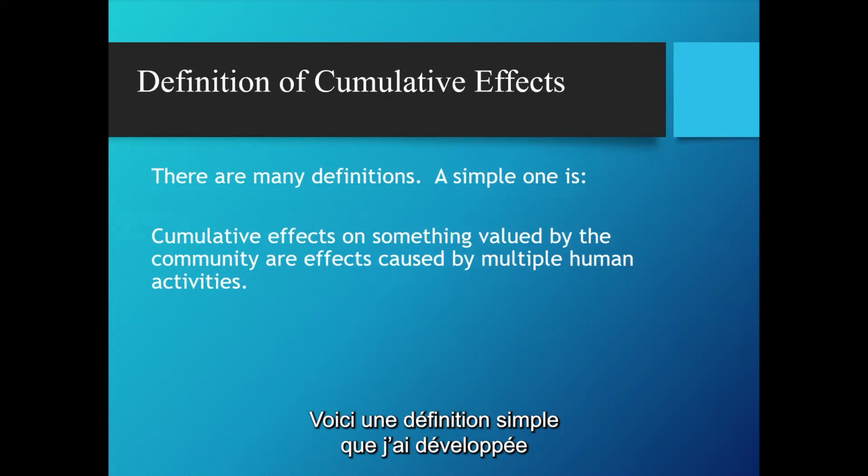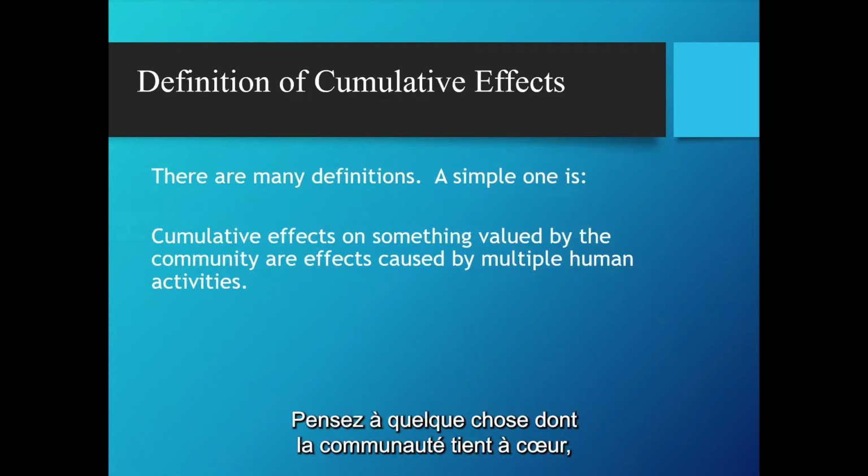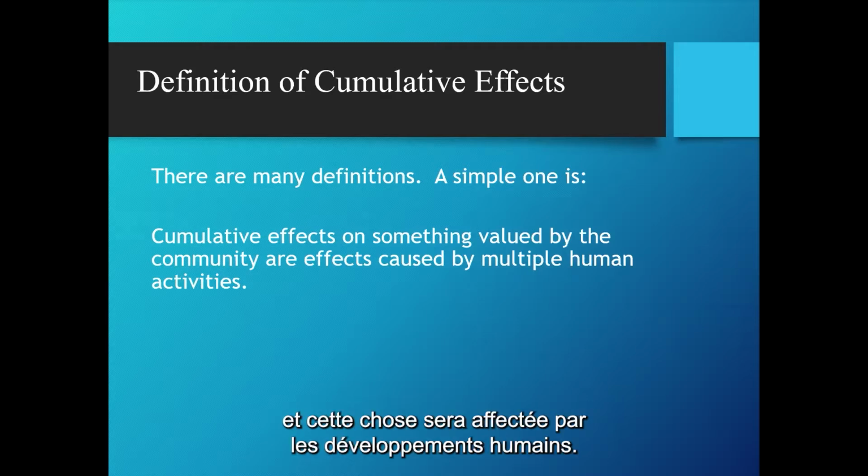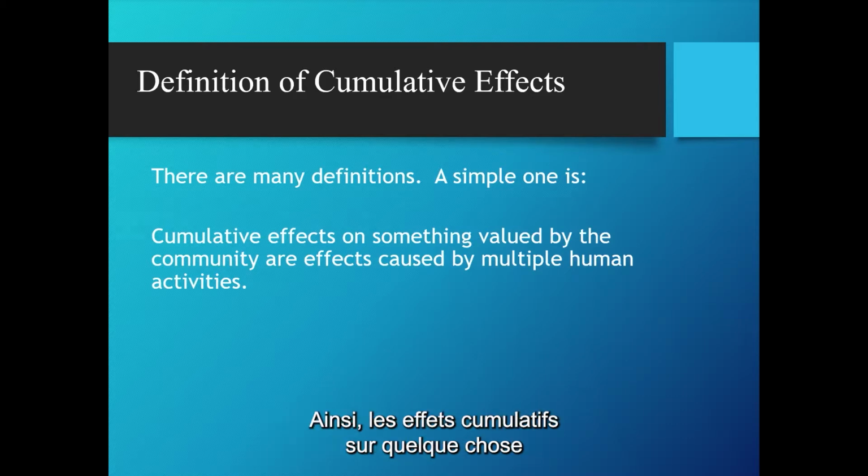This is a simple one that I developed for the Indigenous Center for Cumulative Effects. And it basically is the one you see on your screen. Think of something that the community values, and that thing will be affected by human developments. And so the cumulative effects on something valued by the community are cumulative effects.